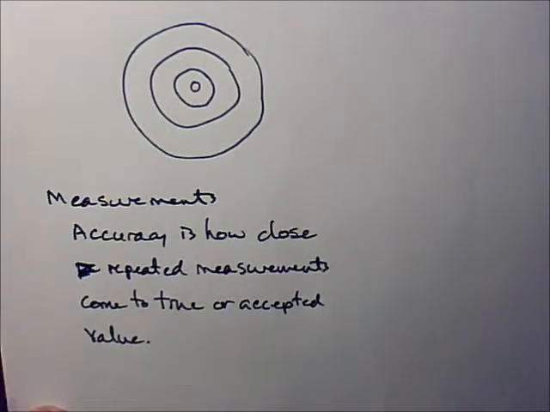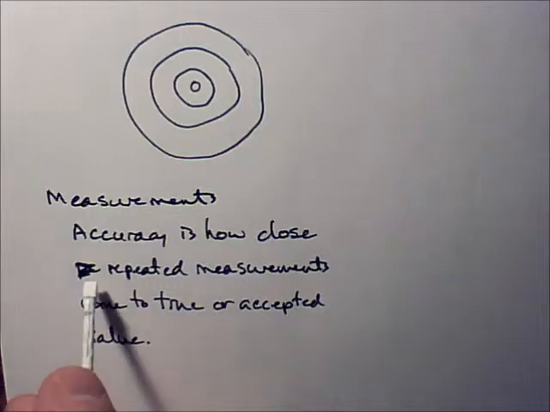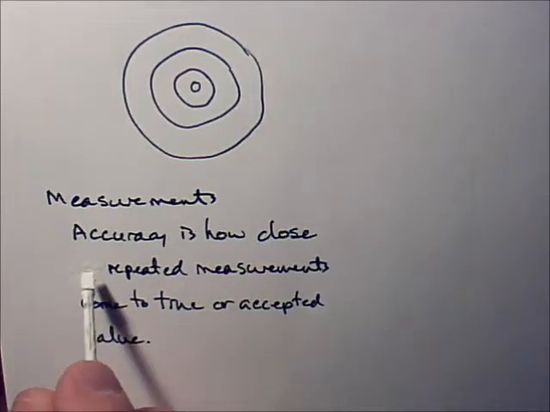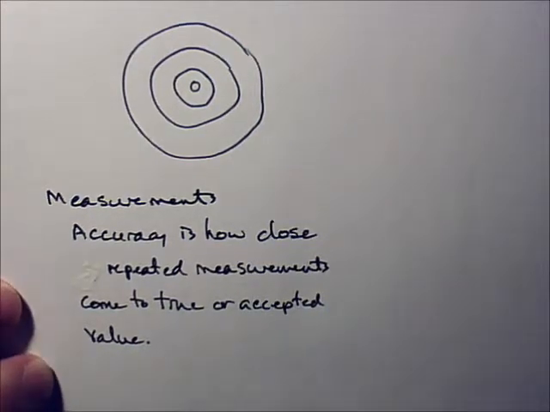And by extension, it could also be calculations. It's like calculating density. I have to do mass and volume. And so then the calculation would be accurate if the density I calculate comes close to the real measurement. But that's based on measurements too. Yes? Got that? Okay.